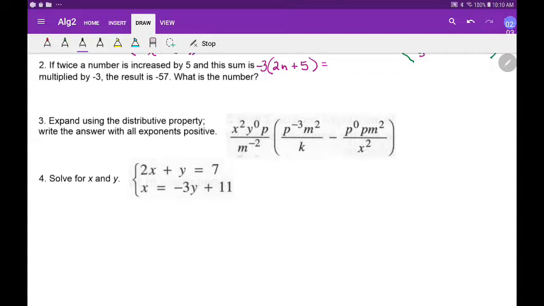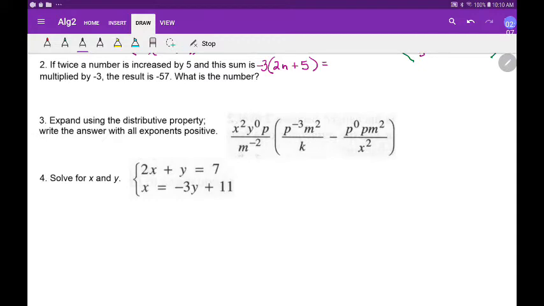Expand using the distributive property. Okay, so maybe I'll do the second one this time. It's both of them, but we get something, and then minus the x squareds cancel. X squared on the top, x squared on the bottom. The x squareds are gone. The y to the 0 is hardly worth mentioning, it's 1. The p to the 0 is not worth mentioning, that's 1.